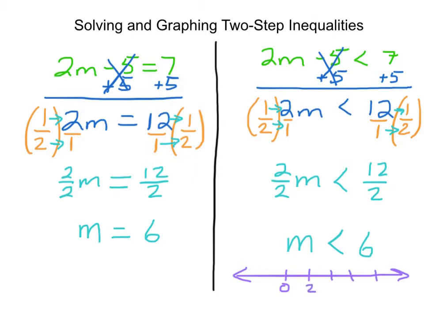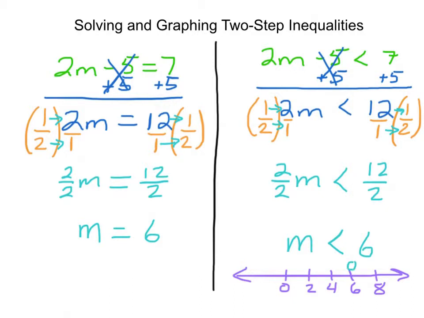So we're going to create a quick number line here. Oops, that's a 6, not an 8. So we have our number line, and remember that the first thing that we have to do is figure out where exactly on this number line do we start. And that's found by looking at our inequality. M is less than 6, so 6 is our starting point.